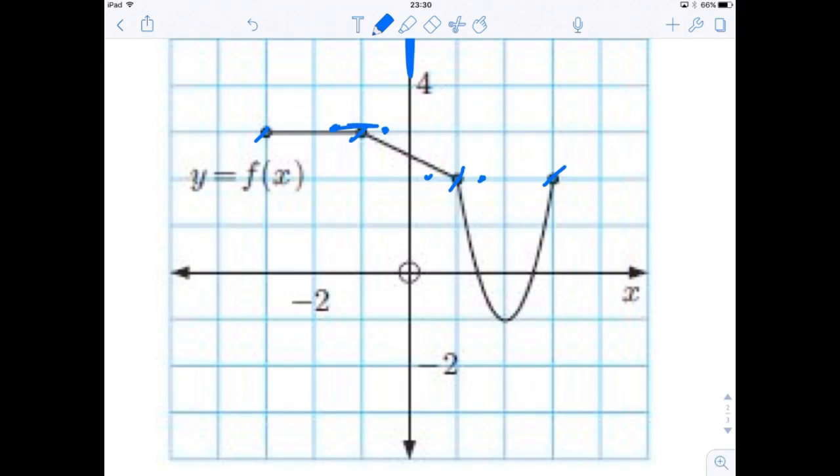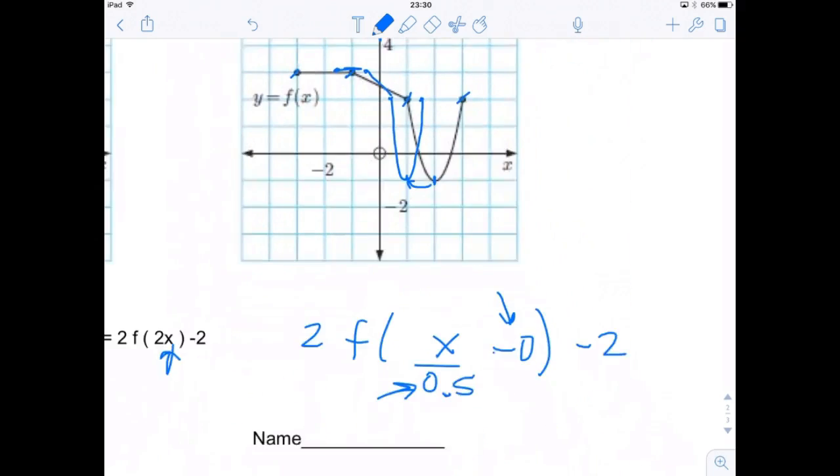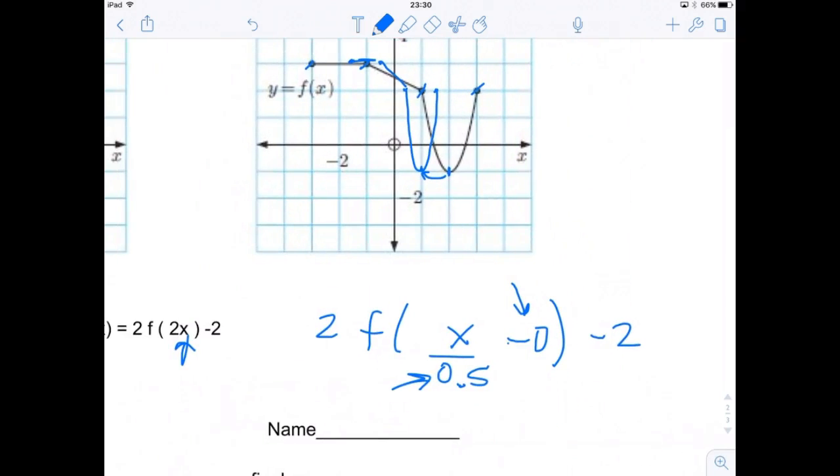So my new drawing looks like, oops, and this point here, of course, goes to here, right? It's 2 units away from the y-axis. I'm going to make it 1 unit away from the y-axis. So here's my new drawing, okay? So I just did the first step, which was to divide by 0.5.